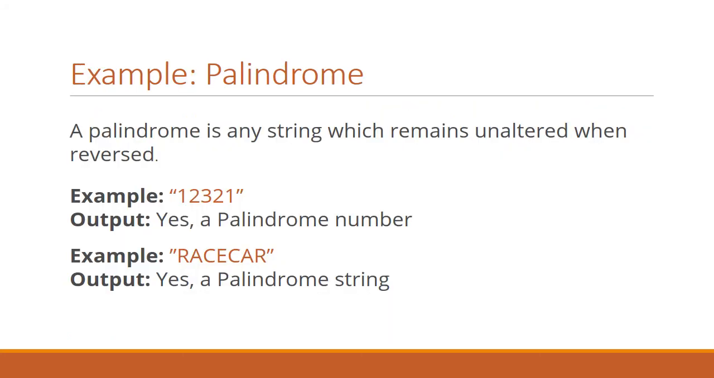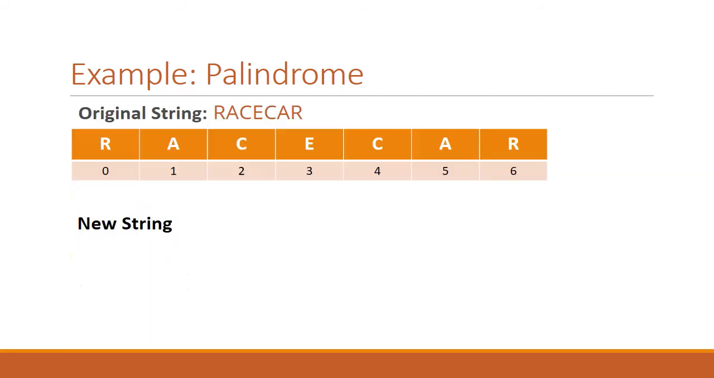Let's write a program that determines if a string is a palindrome. A palindrome is any string which remains unaltered when reversed. So for example, the string 1, 2, 3, 2, 1 is a palindrome. The string RACECAR is also a palindrome because they read the same frontwards and backwards.